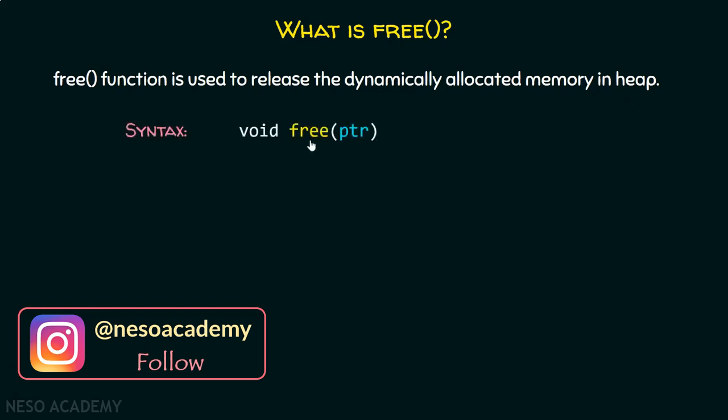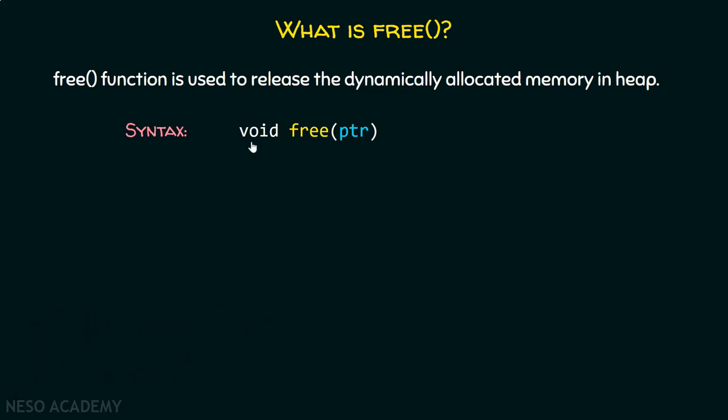This is the syntax of the free function. It requires a pointer to the allocated memory, of course the pointer to the memory which we want to deallocate, and it returns nothing. As you can see over here, this is void.